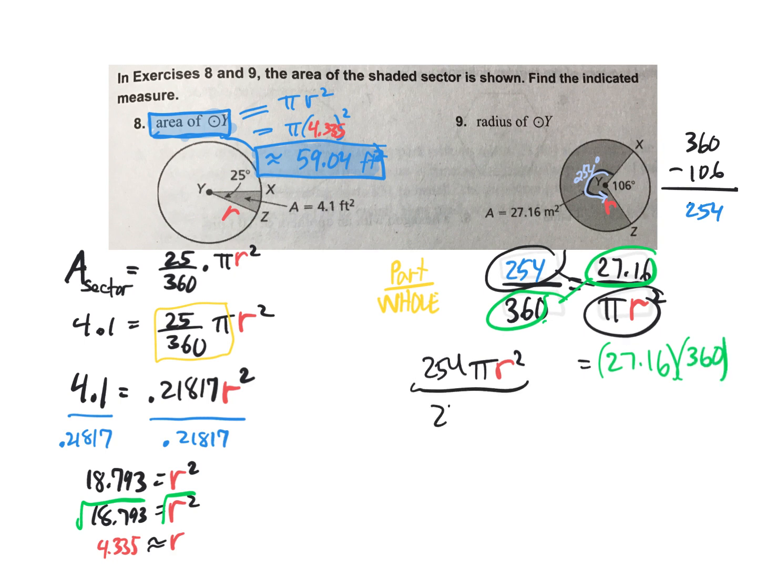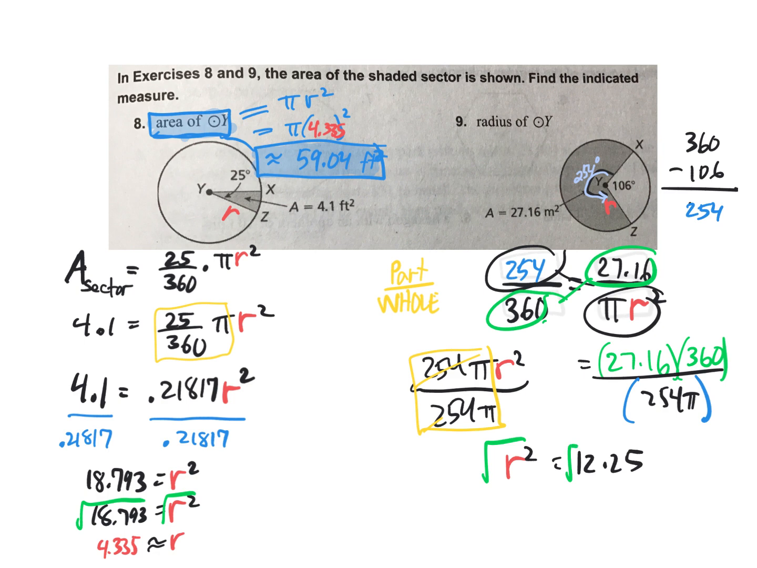Divide by 254 pi. Remember when you use your calculator, put that denominator in parentheses. That gives us r squared equals 12.25. And when we take the square root, we get our final answer that r is approximately 3.50 meters. All right, I hope these explanations made sense for number 8 and number 9.